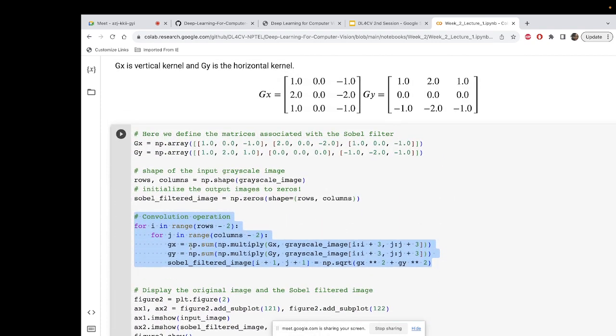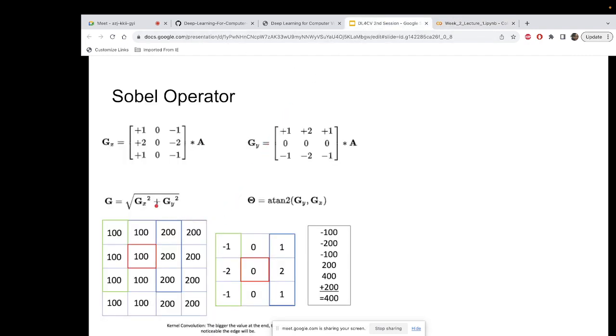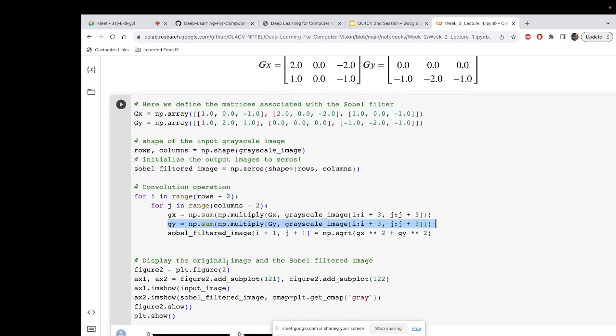You can go through it on your own time. We are multiplying Gx with the image at this particular location, and similarly we are doing the same thing for Gy. We are convolving Gy with that particular location. And now, like we said, going back here, what was our magnitude? Magnitude was the square root of Gx square plus Gy square. So that is exactly what we are doing.